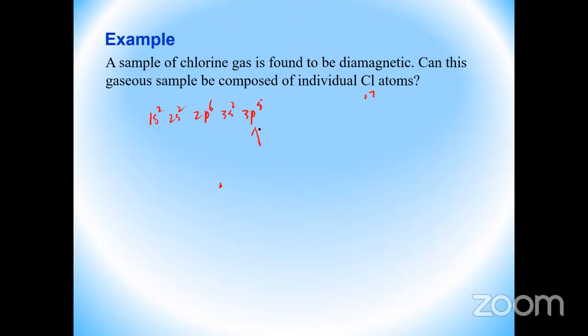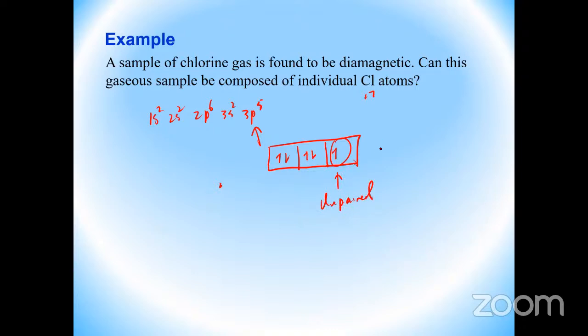Now, among the p subshell, you have 3p orbitals, right? I'm going to use the boxes to represent the individual p orbitals. And the way the 5 electrons will be distributed among these p orbitals is like this: 1, 2, 3, 4, and 5, right? So we have a single electron here. So this is our unpaired electron.